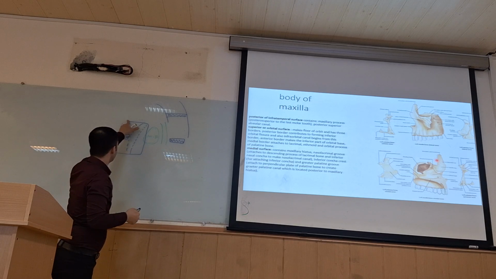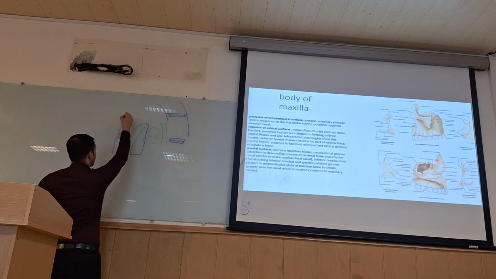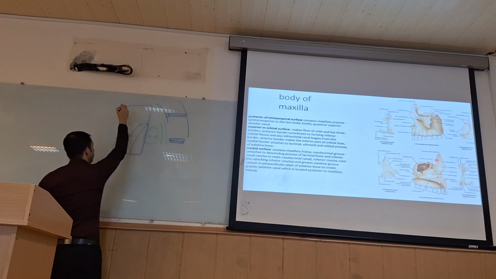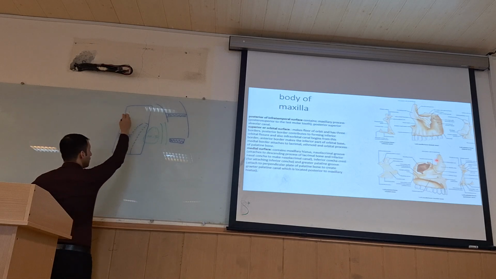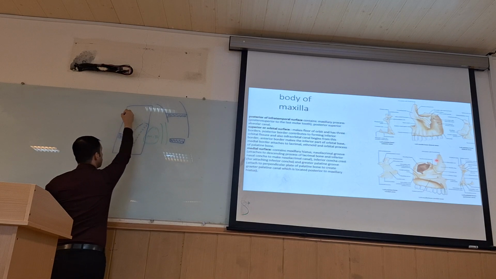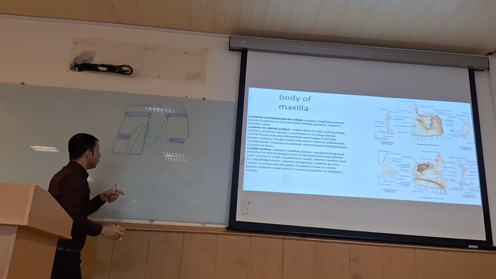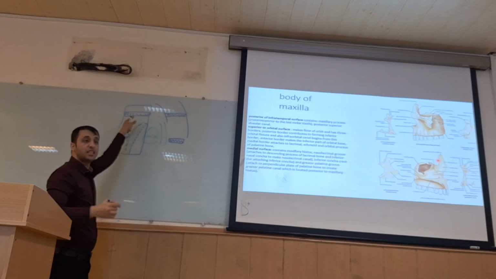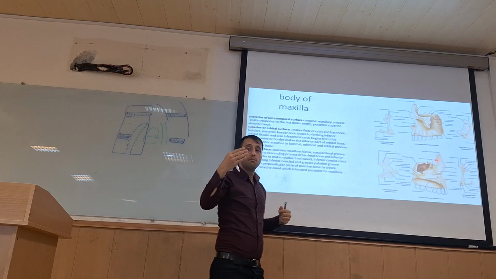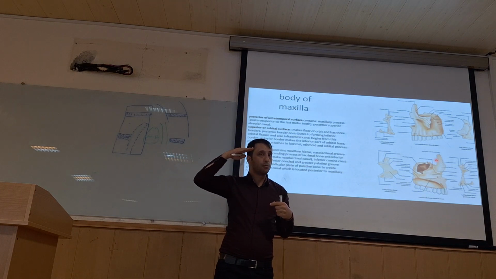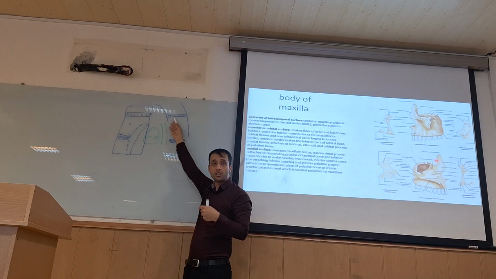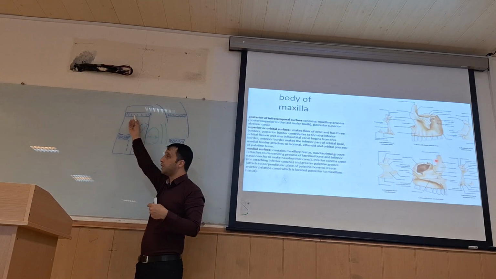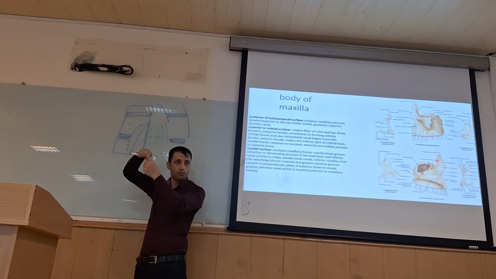Okay? Also, in the perpendicular plate of the palatine, I have another crest which is located continuing parallel to the ethmoidal crest. Also, it is named ethmoidal crest. Why? Because middle concha of ethmoid connects anteriorly to ethmoidal crest of maxilla, posteriorly connects to ethmoidal crest of palatine bone. Okay?